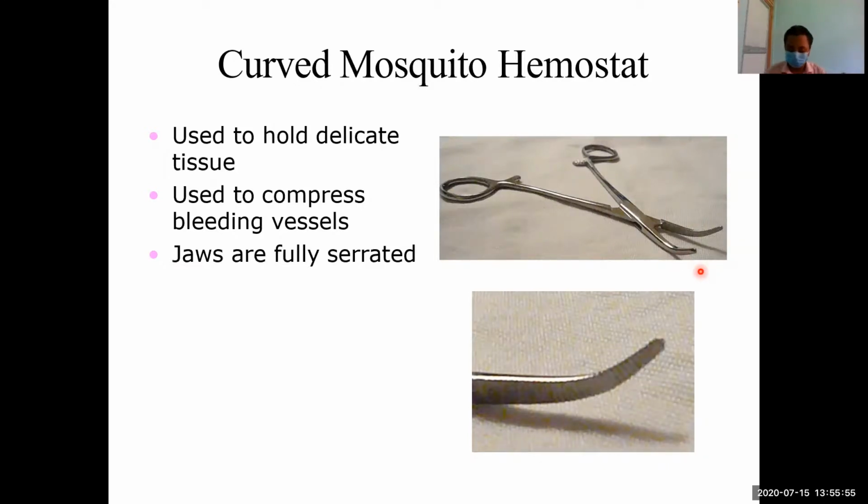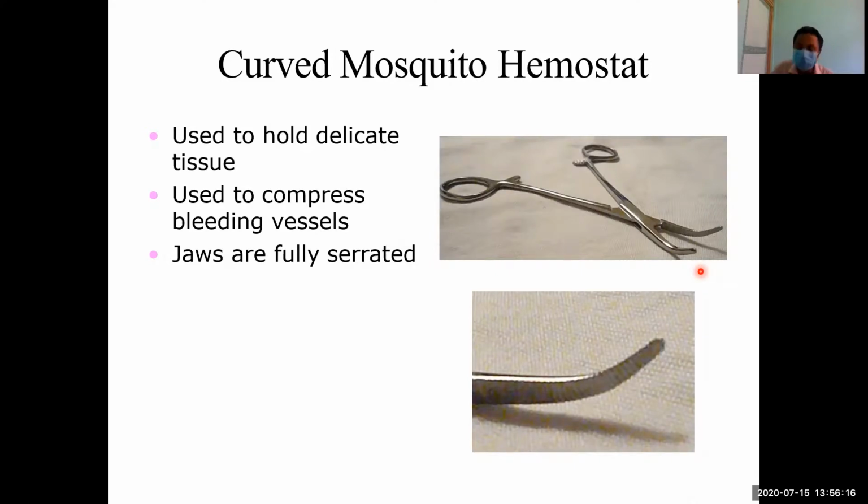So, the basic difference between Spencer-Wells and Kelly's is the transverse serrations. Kelly's is partially serrated, that is, not serrated in the entire part of the blade, and Spencer-Wells is serrated all throughout the blade. So that is the basic difference between Spencer-Wells and Kelly's.